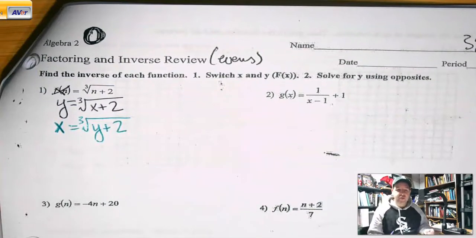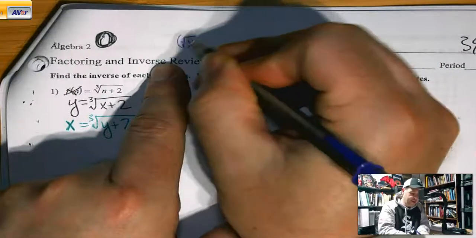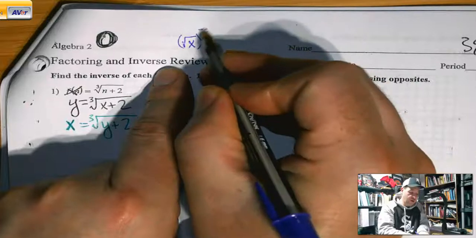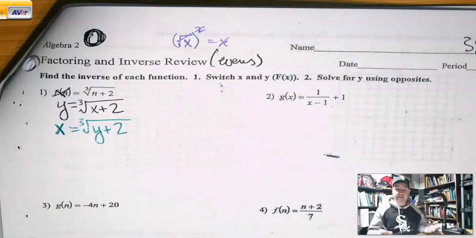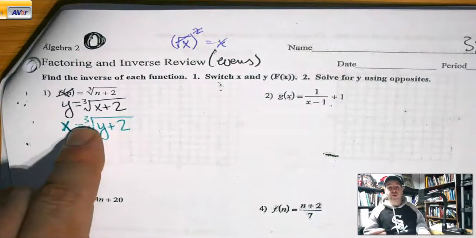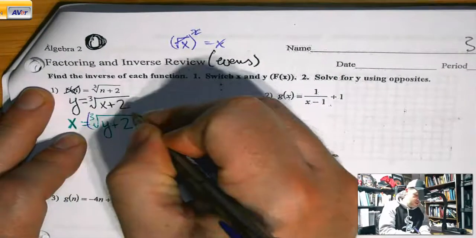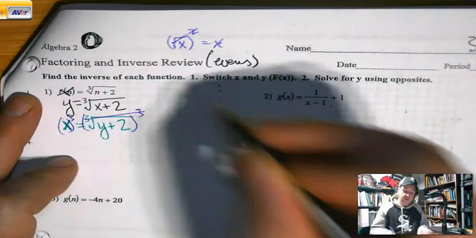What's the opposite of cube rooting something? Well, whenever you take a root of anything, like if you had the square root of x and then you squared it, we talked about how the square and the square root cancel, right? You're just left with the stuff underneath. This is the same idea. This is a cube root. How do you undo a cube root? You cube both sides. So those cancel out.